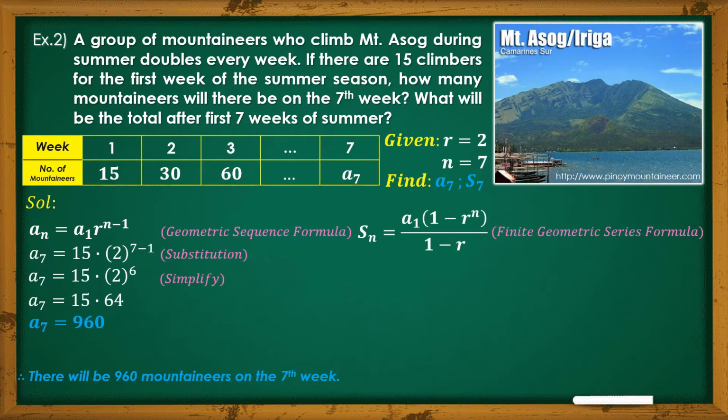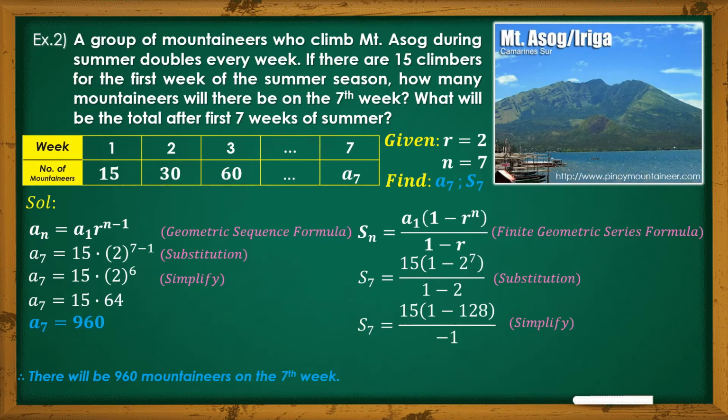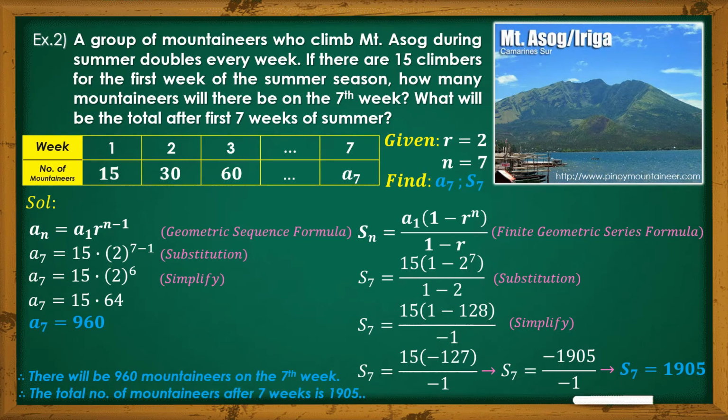Let's continue using the finite geometric series formula. By substitution, we'll get this. Let's simplify. 2 raised to 7 is 128. 1 minus 2 is negative 1. 1 minus 128 is negative 127. Times 15, we have negative 1,905. Divided by negative 1, S sub 7 is 1,905. For question number 2, the total number of mountaineers after 7 weeks is 1,905.